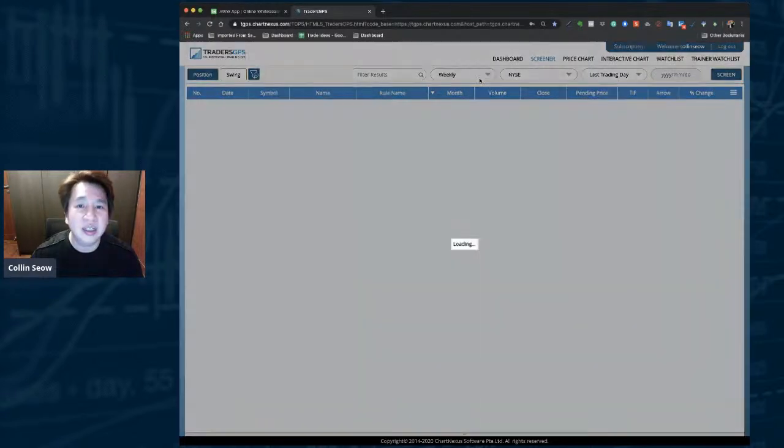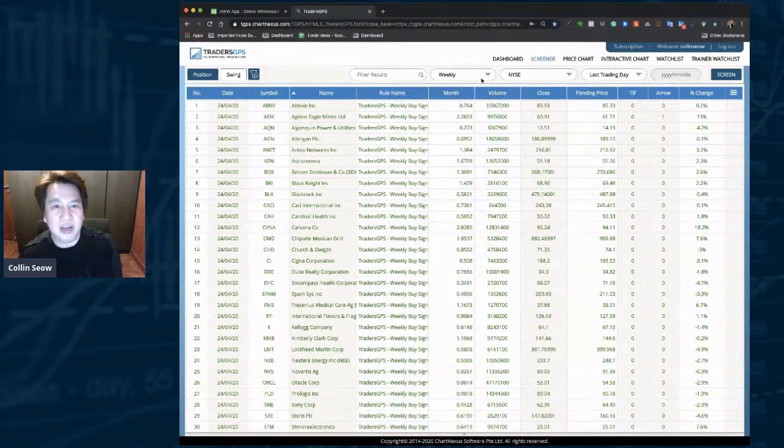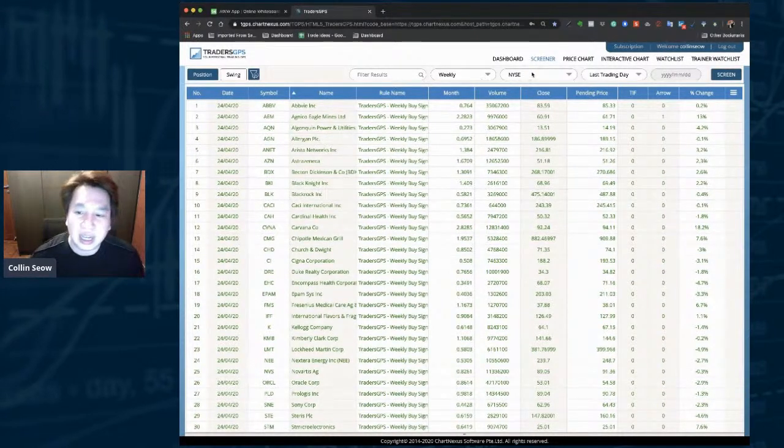weekly. Position weekly, we want to have a smaller list of stocks. We don't want to be buying everything. So when you go position weekly, maybe we look at the S&P 500. We can look at these S&P 500 stocks, and then we can check.